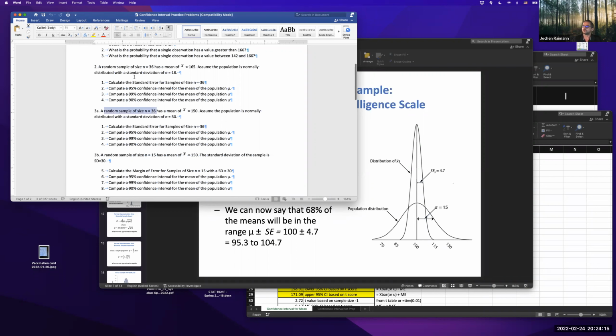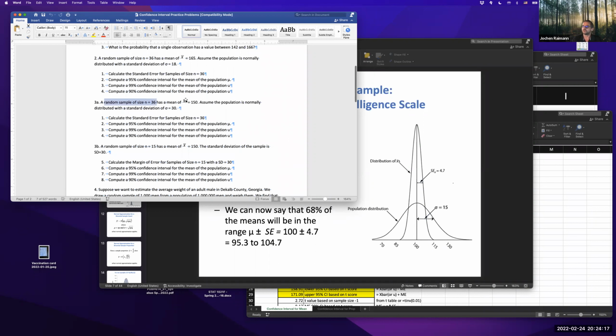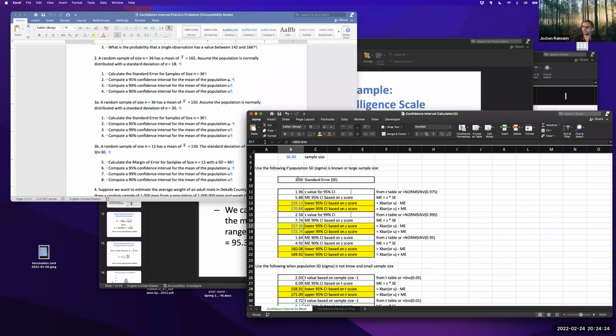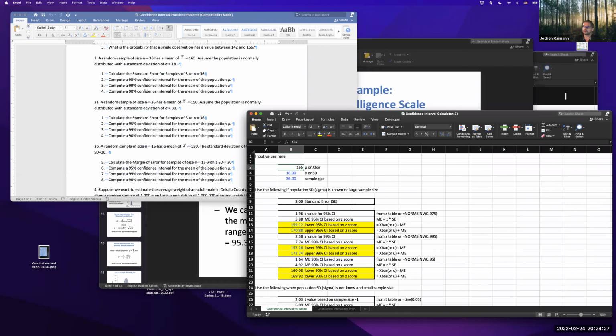Okay, so we did this one. We have now this one, 150. Assume the standard deviation of. So we did this one. So we have now 36 as a mean. A random sample size of n 36 has sigma of 30. Assume the population normally distributed. We have 36, sigma 30, and our x bar is 150. So now this essentially goes in the same direction, this question, right?